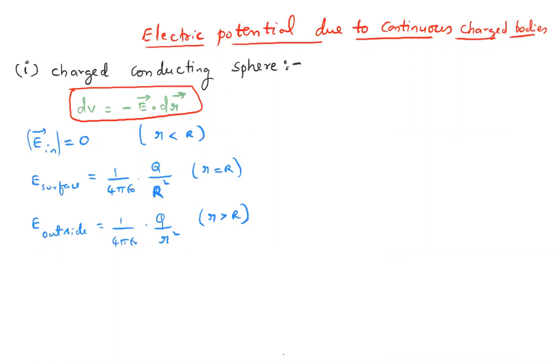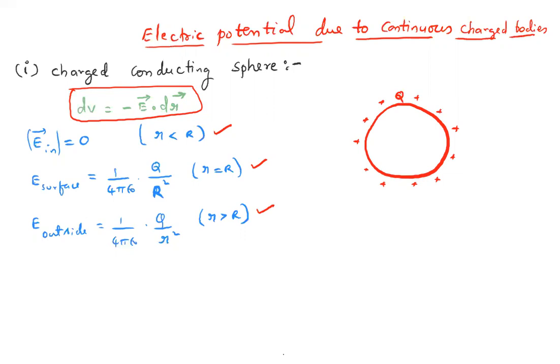For that, we need to know what is the electric field inside? 0. What is the electric field on the surface? 1 by 4 pi epsilon naught Q by R square. What is the electric field outside? 1 by 4 pi epsilon naught Q by r square. That means it's a sphere with a charge of capital Q on its surface. Then we need to find the potential. First, we will calculate for the outside point.